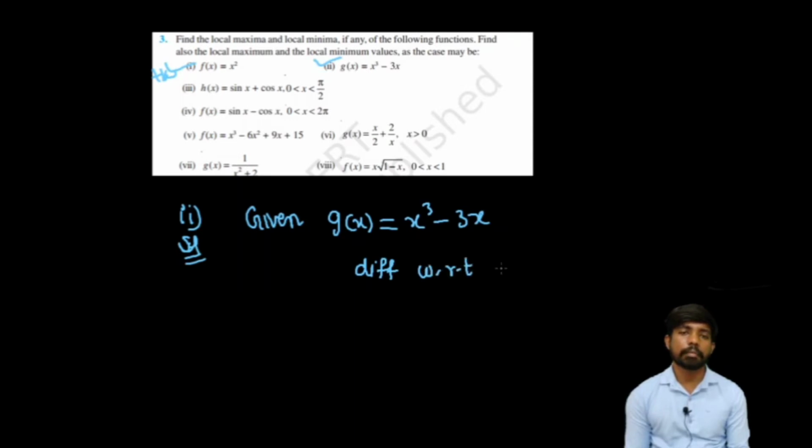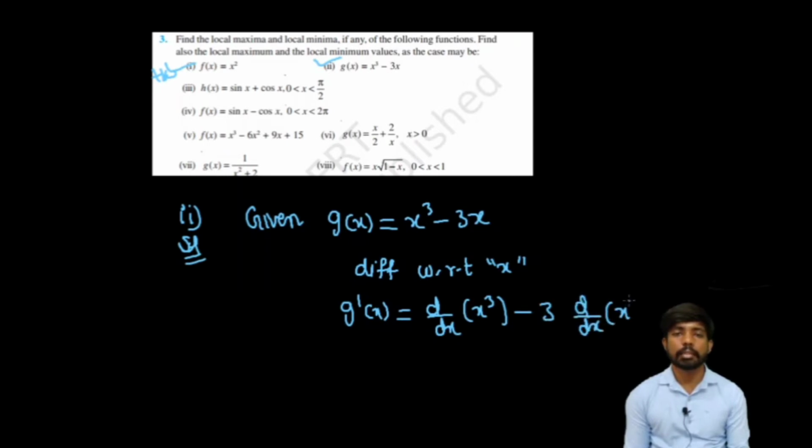Second problem, given g of x is equal to x cube minus 3x. So this is the given function. Now differentiate the function. The first step is to differentiate with respect to x. So g dash of x is equal to the differentiation of x cube minus 3 times the differentiation of x.